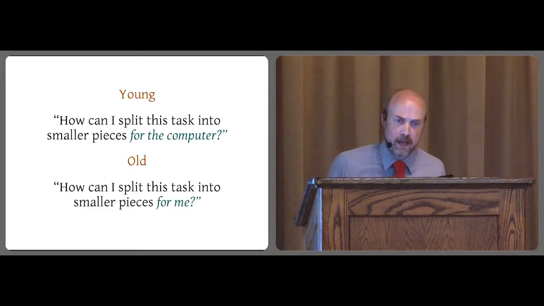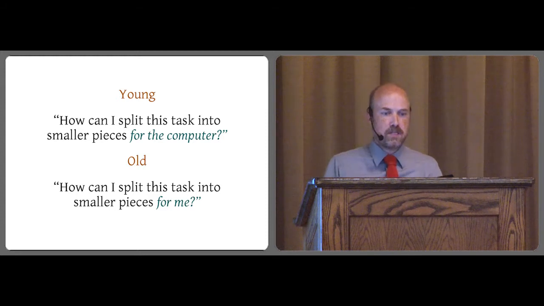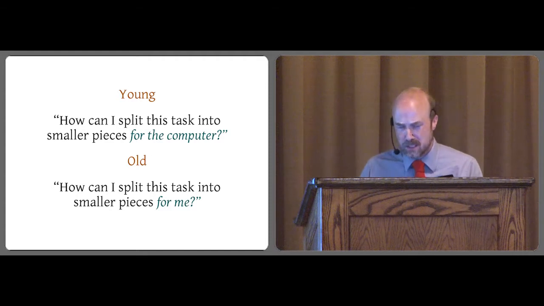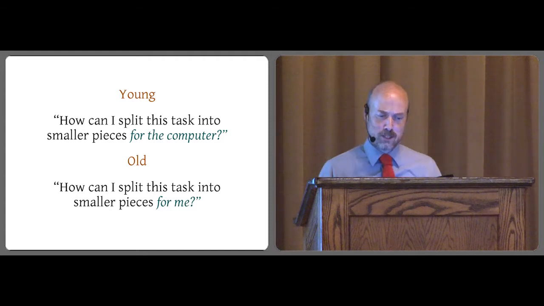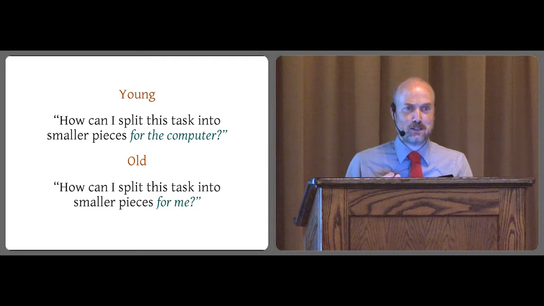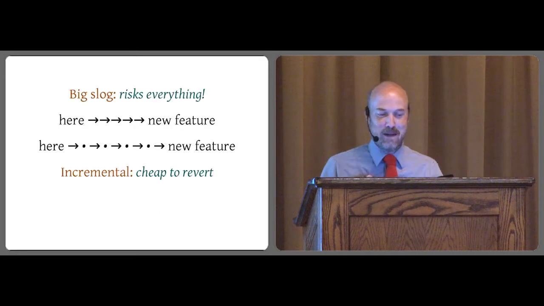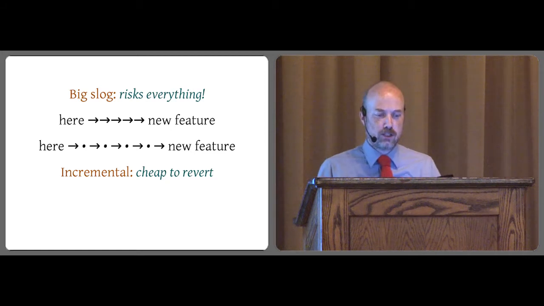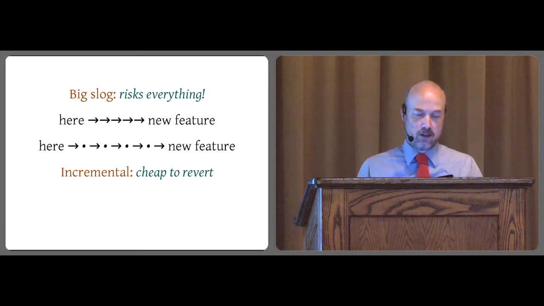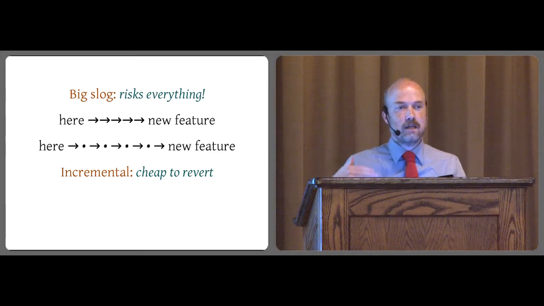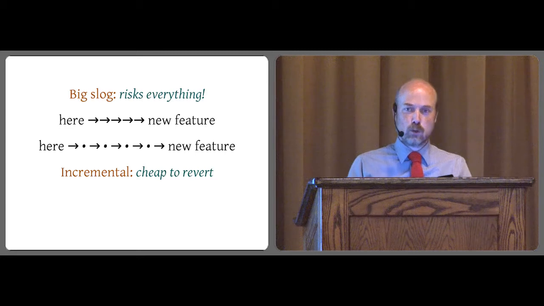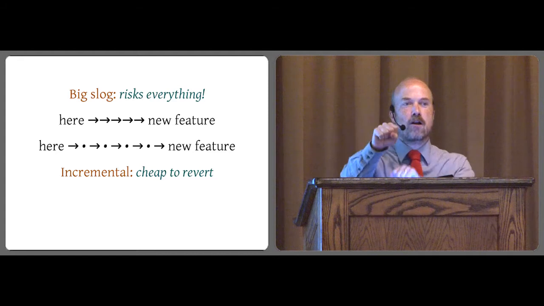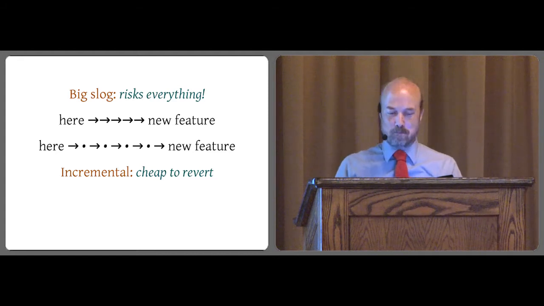When I was young, I thought about refactoring and making subroutines as about the question, how can I split this big task into small pieces for the computer's sake? Now that I'm old, I realize the question is really, how can I split this task into small pieces for me so that I can manage them? A big slog, a huge hour-long march towards a new feature risks everything, and often I wind up having to throw the code away. It's little, easily achievable goals that I usually get to keep. Find a rock climbing friend and ask them how far above their rope they're willing to climb.